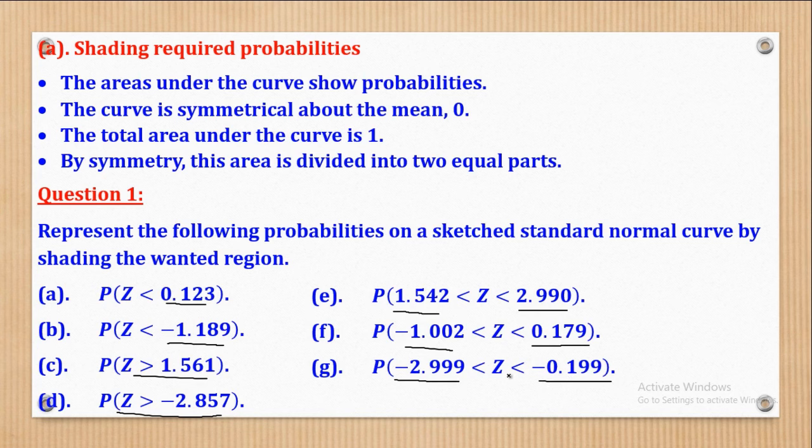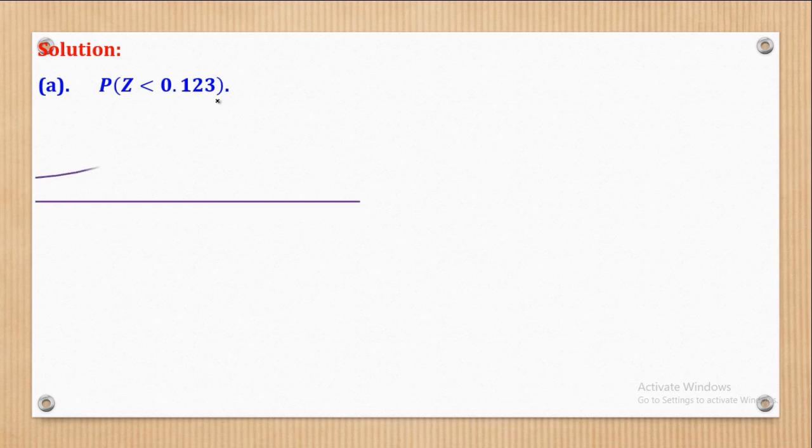So those are the probabilities, those are the sketches we shall draw. So let's see how they are drawn. Like I said, we shall start with part A, probability of z less than 0.123. And like I say, the shape of the standard normal curve is the same, so it will always be of that shape with 0 at the center. Then after that, you look at this value.